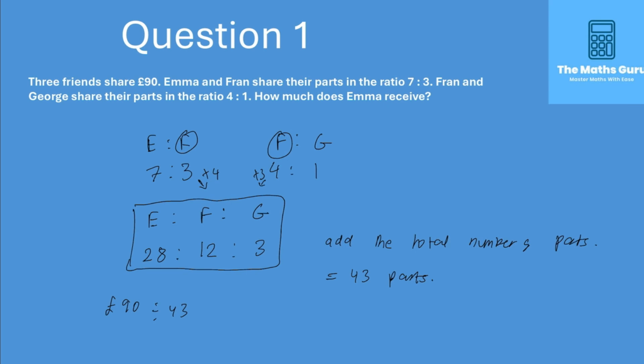So 90 divided by our 43 gets us 2.093, and then we have to times this to work out how much 28 parts is worth. So 2.093 times by 28 gets us £58.60. So out of the £90 that the three friends shared, Emma gets £58.60.